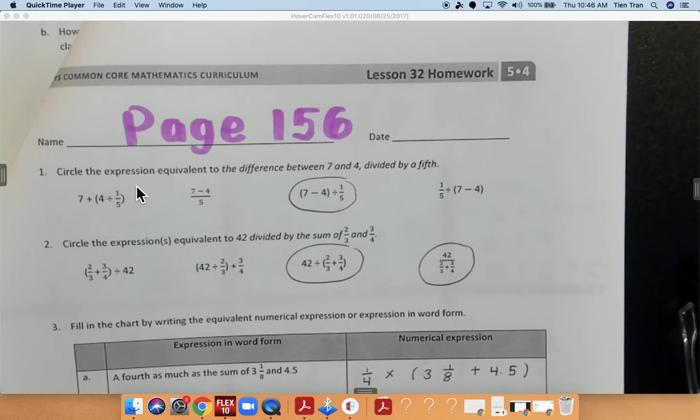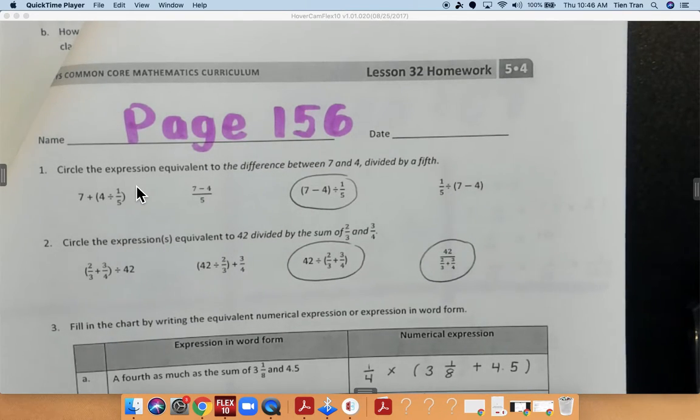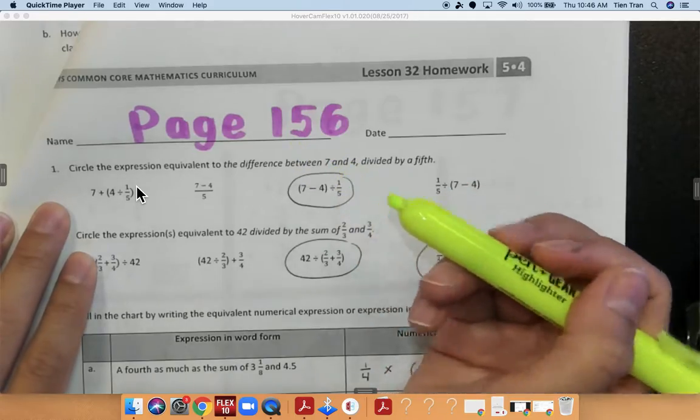Hello, this is page 156, lesson 32 homework. This is the homework, so please make sure you're turning to the correct page or you are going to be on the wrong page and writing on the wrong one.